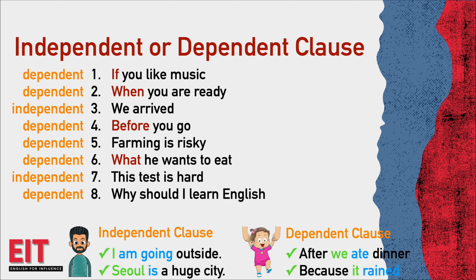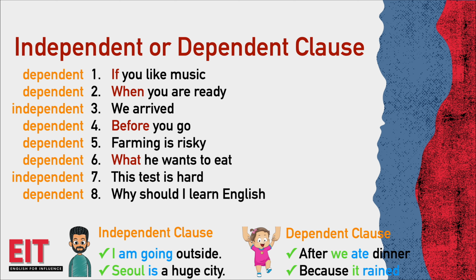And if it begins with WH questions, then you have to figure out if it is a question or if it is part of a sentence. So we'll learn that later on. How do we distinguish between a question and a noun clause? So number 8 is a question. Why should I learn English? If you want to make it a noun clause, it will become why I should learn English. Number 6 is not a question, it's a noun clause. If you want to make it a question, it will become what does he want to eat? Okay.